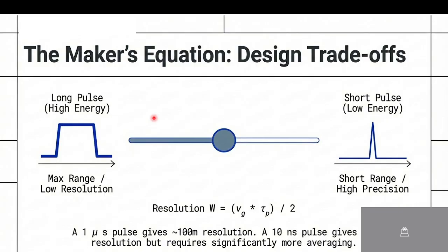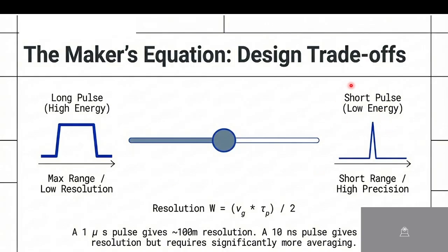So what is happening here is, if you have long pulses, it requires high energy. Long pulse, high energy, and the maximum range will be high, but the resolution will be low.